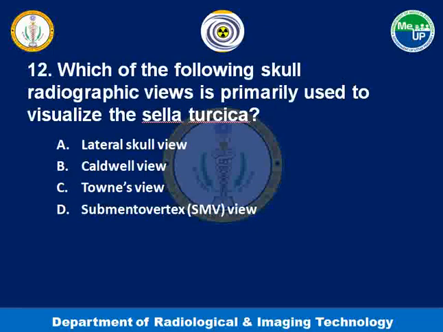Question number 12. Which of the following skull radiographic views is primarily used to visualize the sella turcica? Option A is lateral skull view. Option B is Caldwell view. Option C is Towne's view. Option D is submentovertex SMV view. The correct answer of this question is option A, lateral skull view.